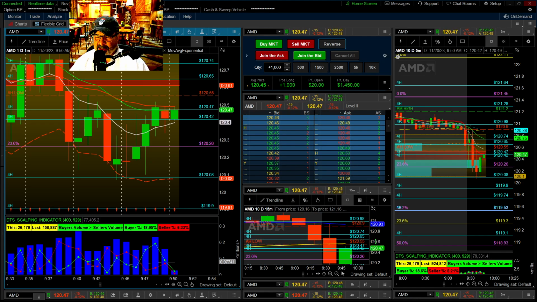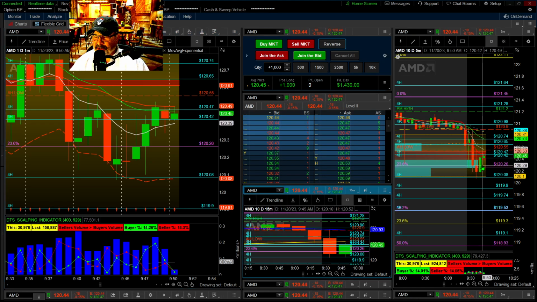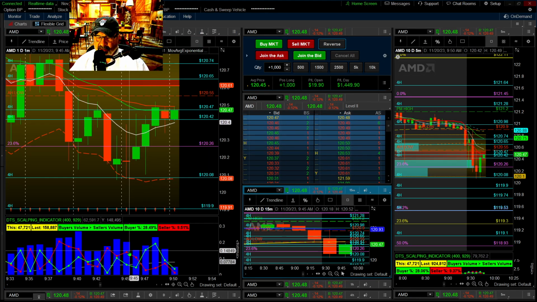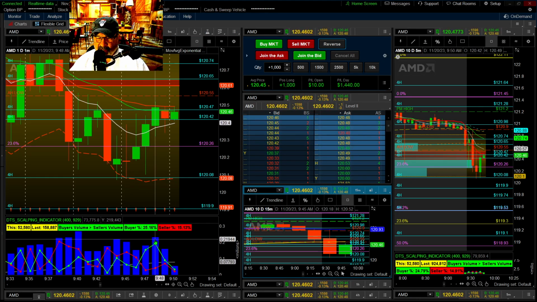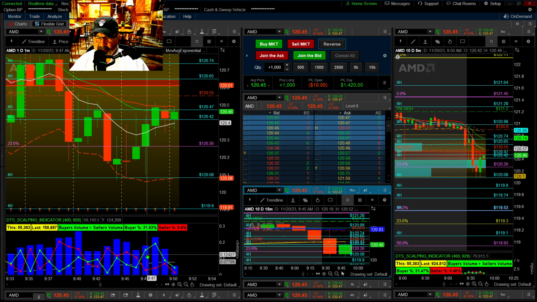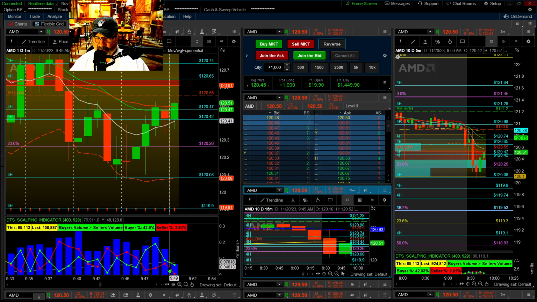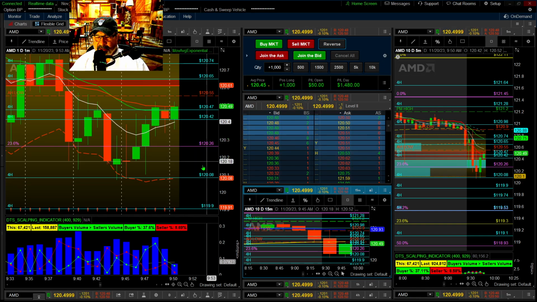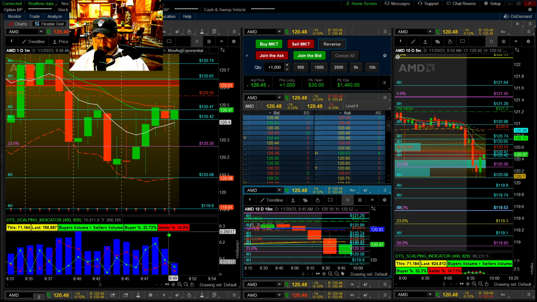The 15 minutes just showing up now. 5 minutes are just showing up. This is the second green 5 minutes, so a lot of people are jumping in. So most of the recent volume was on the buying side. So as the sellers took over, the volume dropped. So, this is a very important indicator here, the scalping indicator.